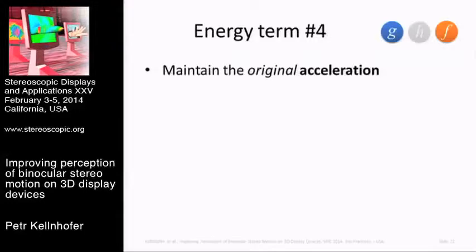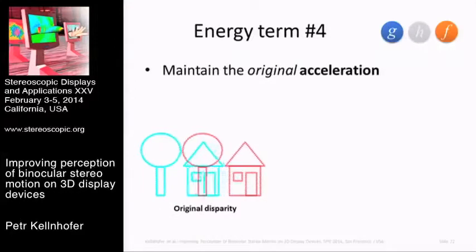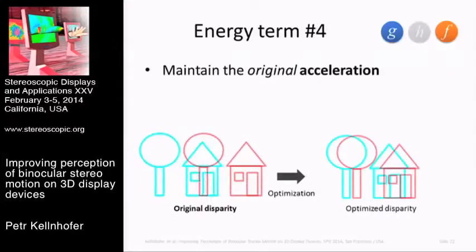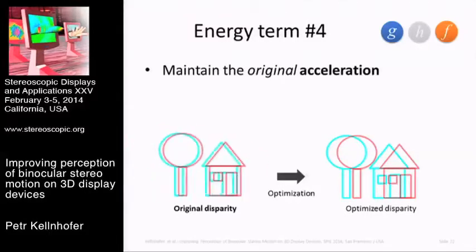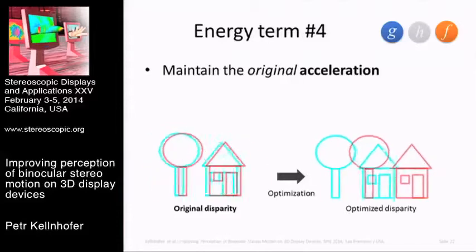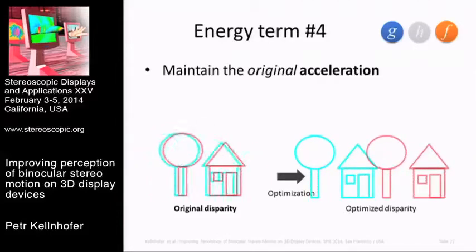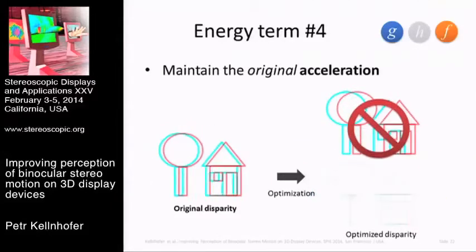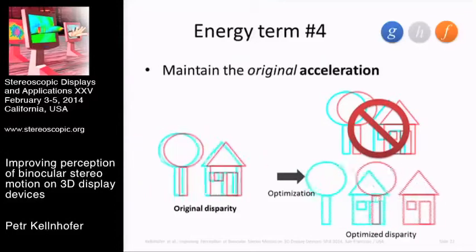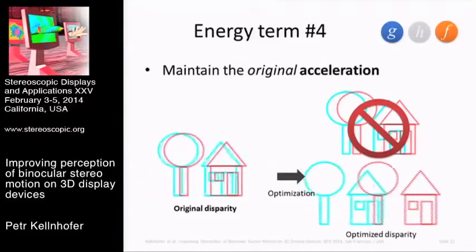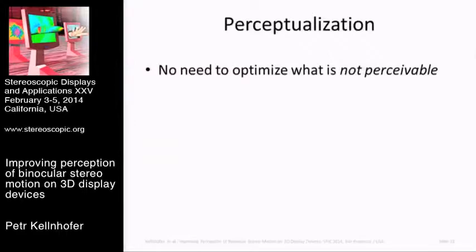And the fourth one is most important because that connects the disparity with the original disparity and tries to restore the motion. So we cannot restore the speed because the space was deformed and the distances were changed. But instead we try to restore the acceleration, so second order change of disparity, in order to keep the trajectory similar to the original one.